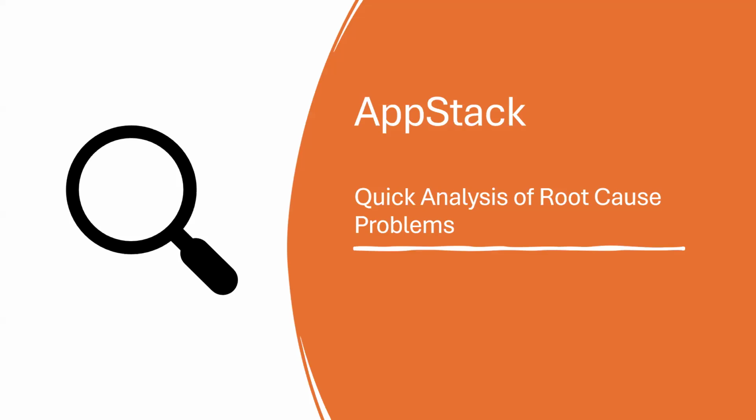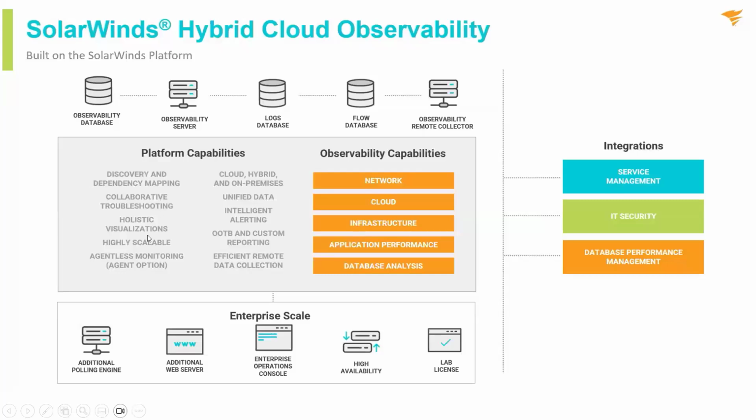Remember in my previous video where I was explaining about the architecture of SolarWinds, there I mentioned about the holistic visualization, where I mentioned two capabilities. So I mentioned during the platform capability, when I was explaining about holistic visualization, two names, AppStack and PerfStack. PerfStack I have already explained. Today in this session, I will explain about the AppStack.